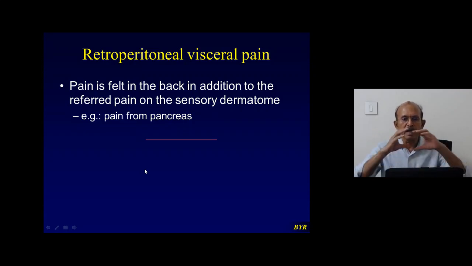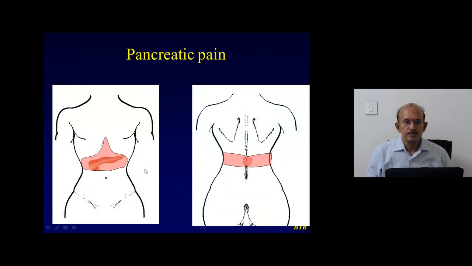Why? Because the pancreas is situated in the retroperitoneal region. The pancreatic exudates come and bathe all the retroperitoneal muscles and tissues, so the patient gets severe pain in the back also. So this is the pancreatic pain, and this is on the back.